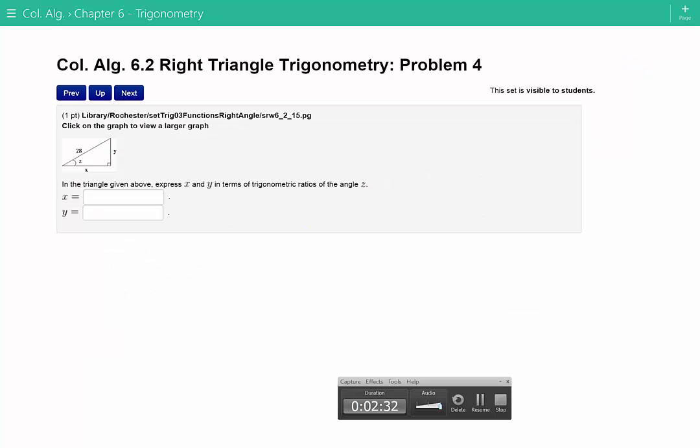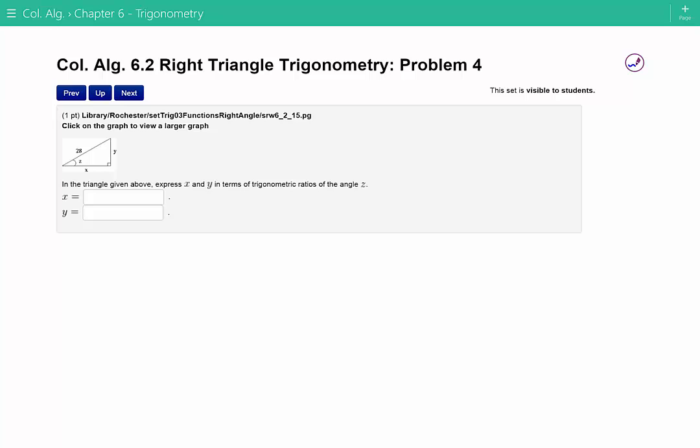The next problem, if we're going to find x, what we would do is the cosine of angle z equals adjacent over hypotenuse, and then we'd multiply both sides by 28 to get x. So that'd be 28 cosine of z. Next one, if we're going to find y, we'd do sine of angle z equals opposite over hypotenuse. We'd multiply both sides by 28, and we'd get y is 28 sine of z.